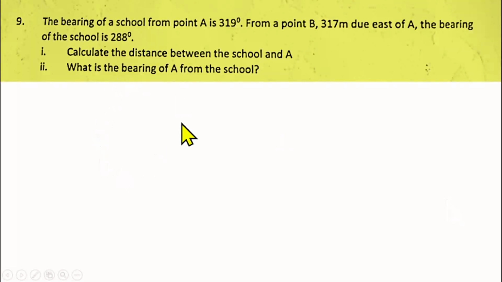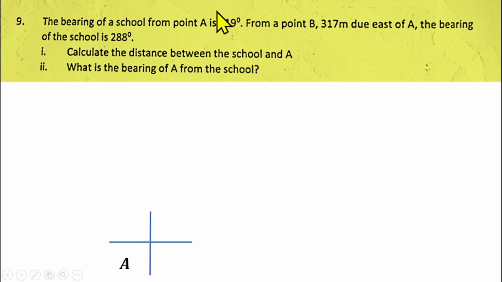Question number 9 is from bearing, and it's very simple as well. The bearing of a school from a point A is 319 degrees. So that means there is a point A and there is a school. From point A, they are trying to locate the school. So you use a cardinal point to represent point A. I will draw a cardinal point representing point A. Then the bearing of the school from this point A is 319.